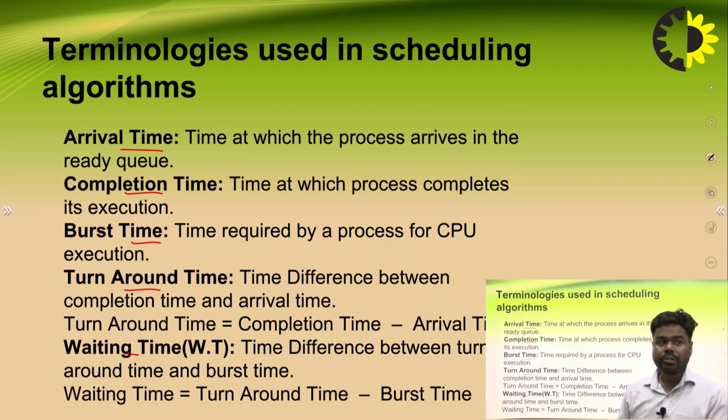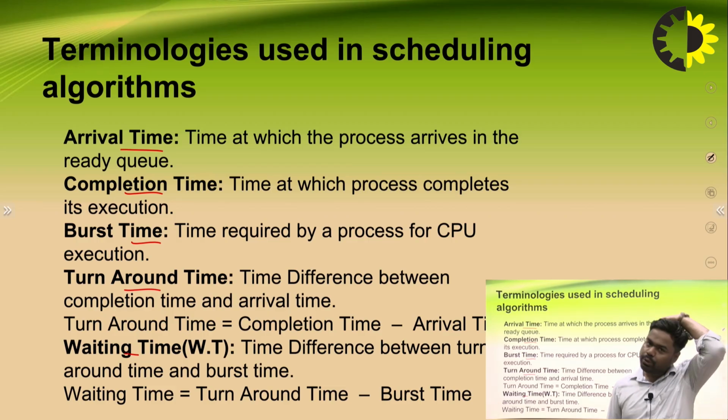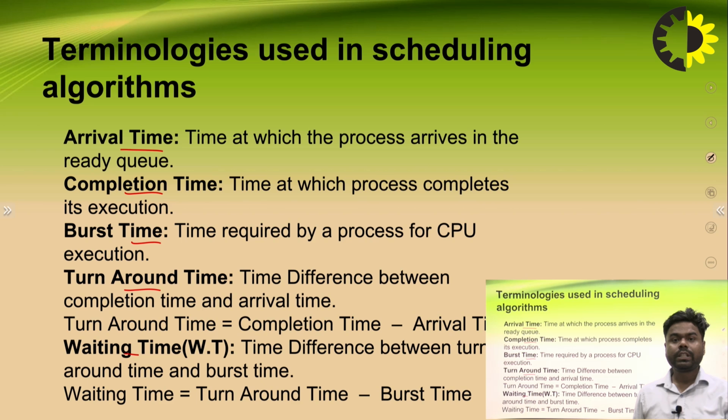Completion time is the time at which a process completes its execution. It means the process which is executed completely, that time is known as the completion time of that process. Burst time is the time required by the process for CPU execution, the execution time of the process, and that is known as the burst time.